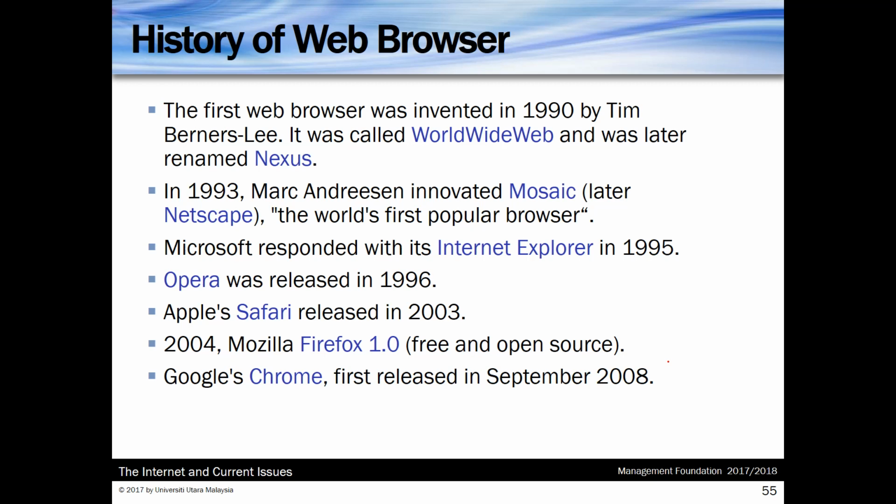And in 1992, Lynx was created as a text-based browser that couldn't display any graphic content. It's only text-based. And in 1993, Marc Andreessen innovated Mosaic, later changed to Netscape. So this is the world's first popular web browser. And in 1994, as an improvement to Mosaic, came Netscape Navigator.